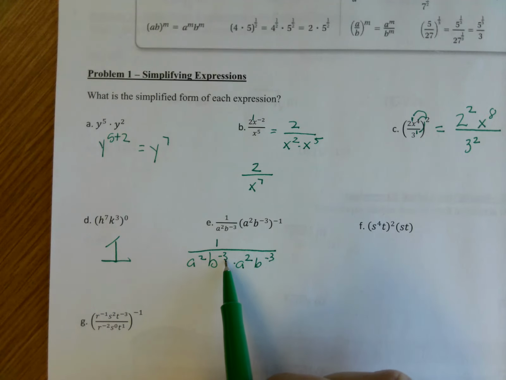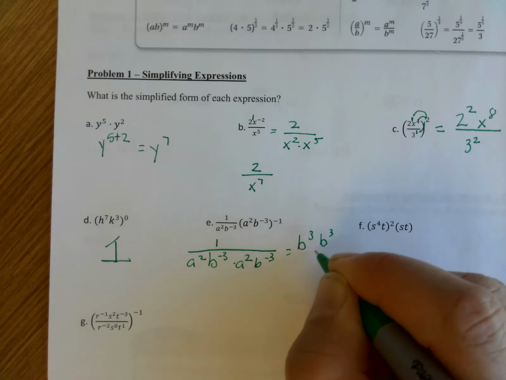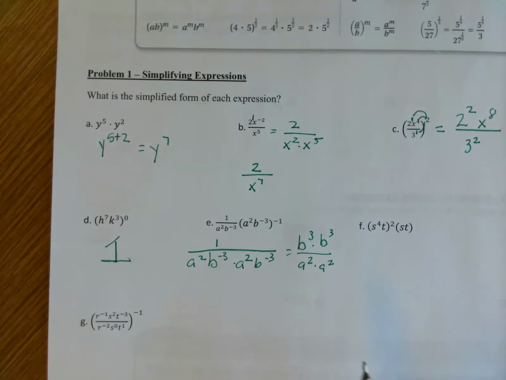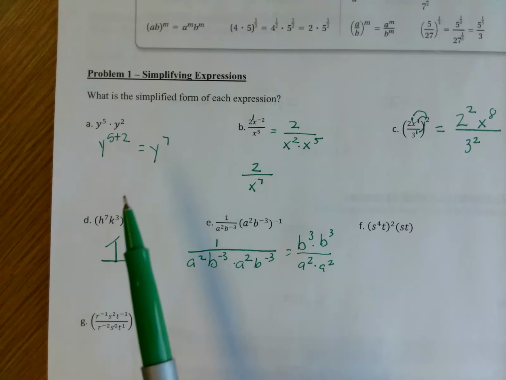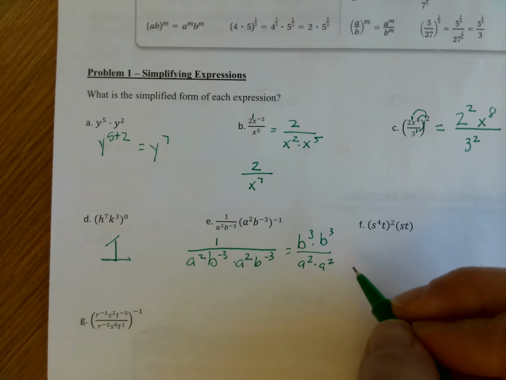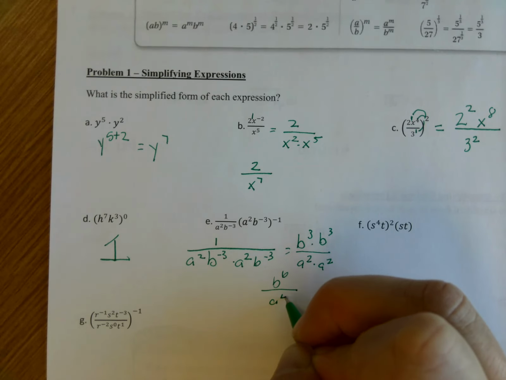Now actually, because they're negative on bottom, I'm going to move those to the top. So there's a b cubed here, a b cubed here. These a squareds I'm going to keep on bottom. Now it's multiplying across, so it's a lot like this. Because they're the same base, I can add those together. So this would become b to the 6th over a to the 4th.